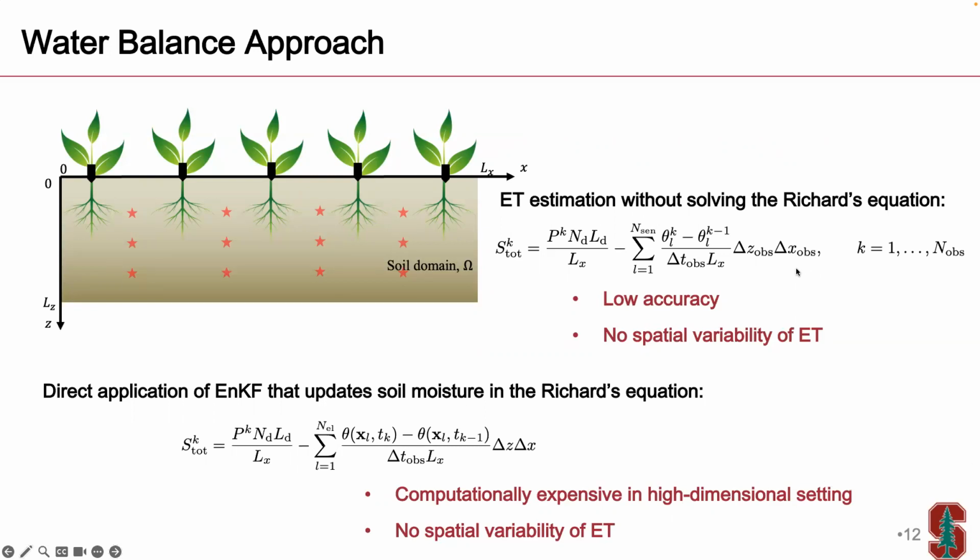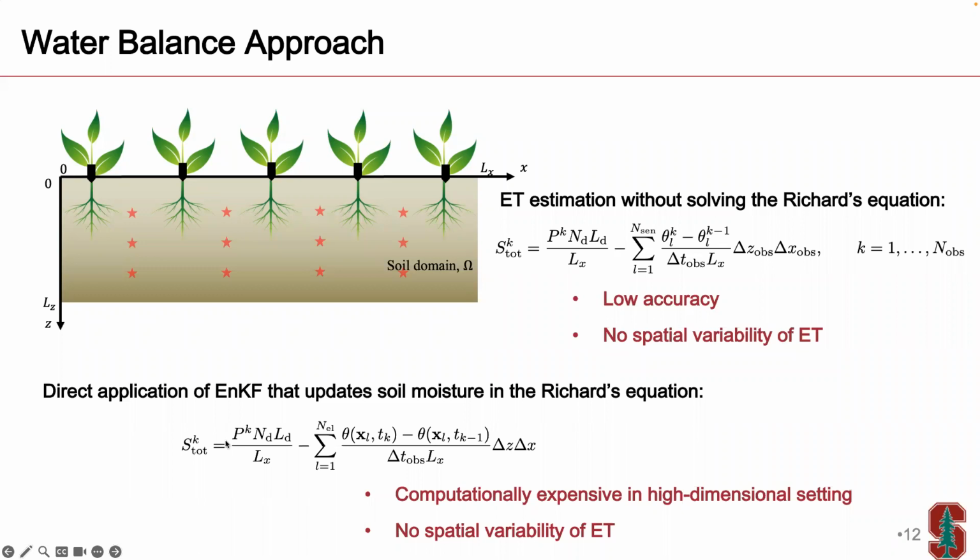This method is very fast to implement because it does not solve the Richards equation, but it has low accuracy because the quality of this estimation depends on the quality and the quantity of the available data. And it provides no spatial variability of the evapotranspiration. We can only get the total evapotranspiration rate in the domain.